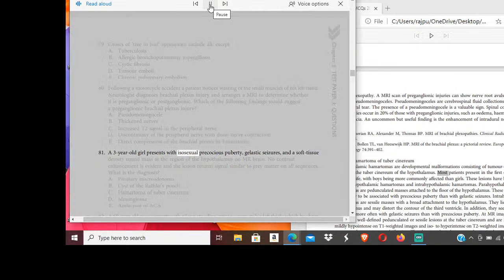A 3-year-old girl presents with isosexual precocious puberty, gelastic seizures, and a soft tissue density round mass at the region of the hypothalamus on MR brain. No contrast enhancement is evident and the lesion returns signal similar to gray matter on all sequences.